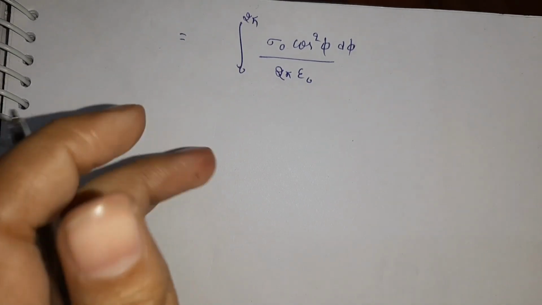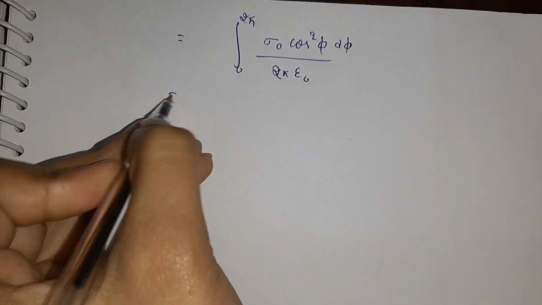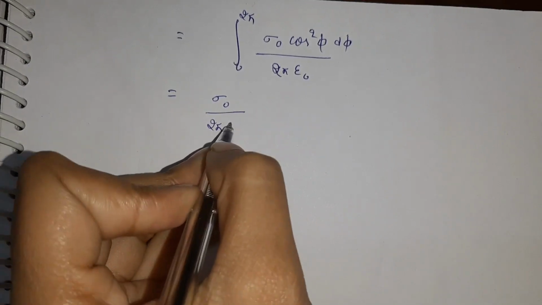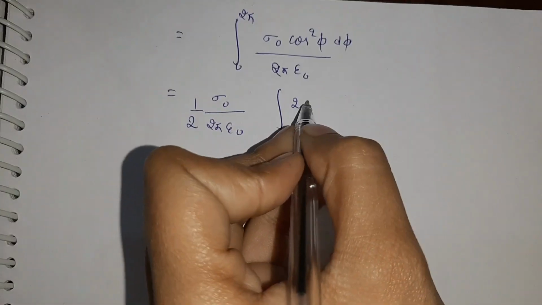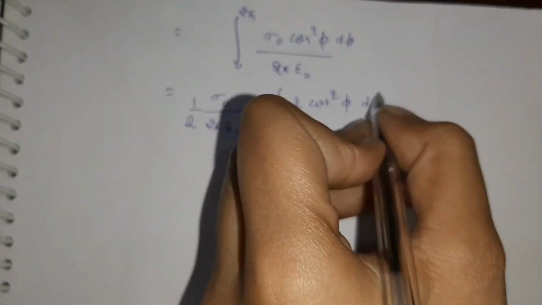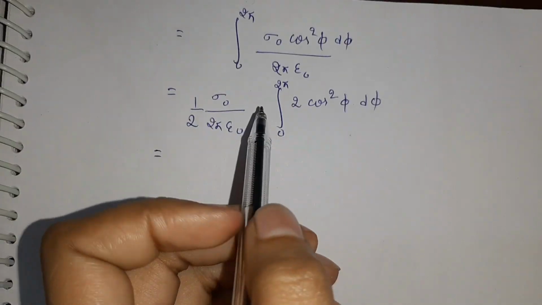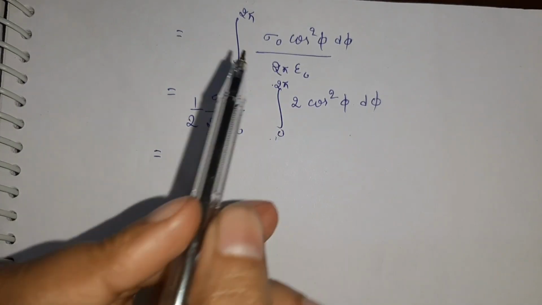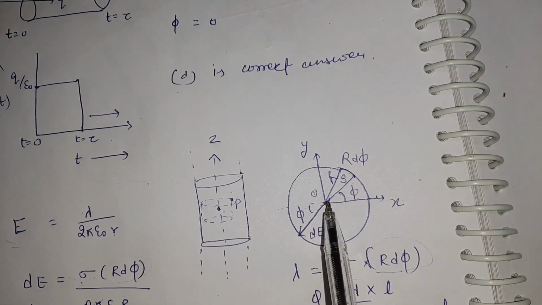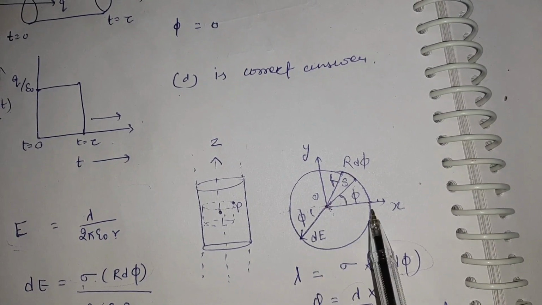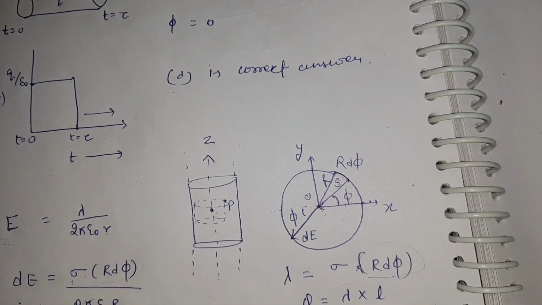Now if I integrate this, what will I get? Sigma naught is a constant, and 2 pi epsilon naught is also a constant, and if I divide 1 by 2 and multiply it, then we will get 2 cos square phi d phi from 0 to 2 pi. I think you can understand why I'm taking the limit 0 to 2 pi, because I need to calculate the electric field at this point due to the whole surface, right? So the phi angle can be from 0 to 2 pi. That's why I'm taking the limit 0 to 2 pi.